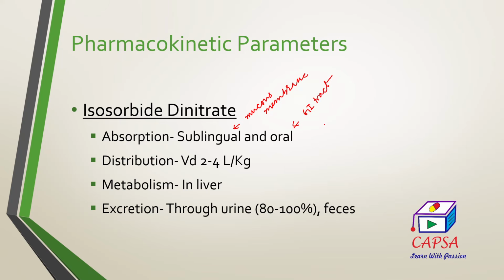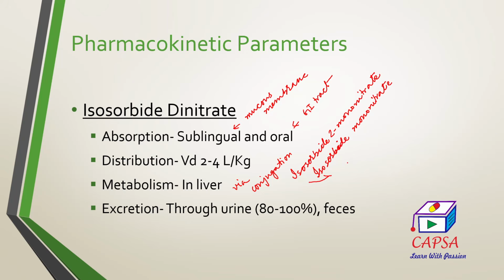Metabolism occurs in the liver via conjugation process to form conjugates like isosorbide 2-mononitrate and isosorbide mononitrate. These are the initial metabolites. Both of these show longer half-life. Okay, longer half-life. Excretion occurs through kidney and feces.